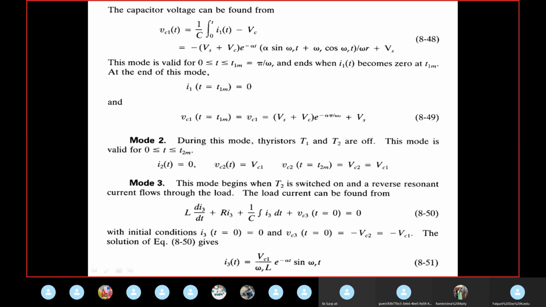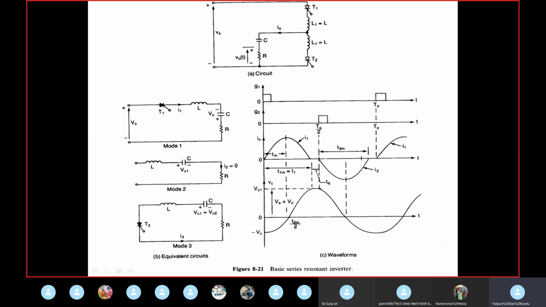Now the second mode: during this mode the thyristors T1 and T2 are both in off condition. So when both are off, the circuit becomes like this. Only the inductor, capacitor and resistor are there, and there is no supply voltage. And that's why I20 is nothing but 0.